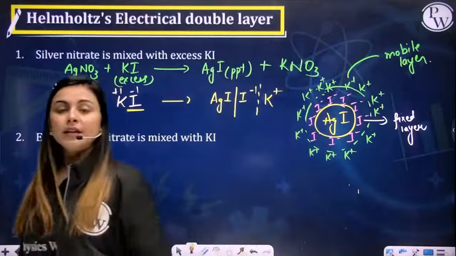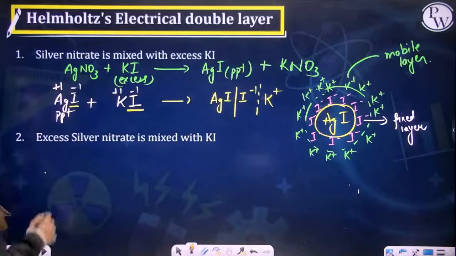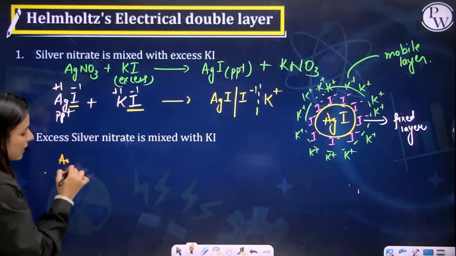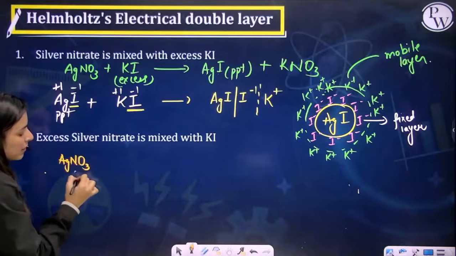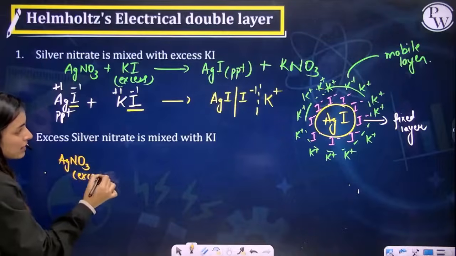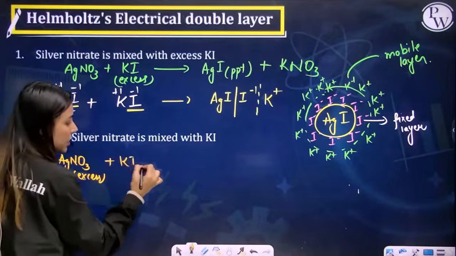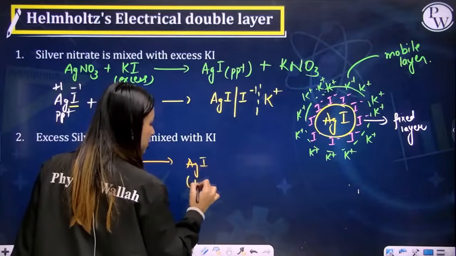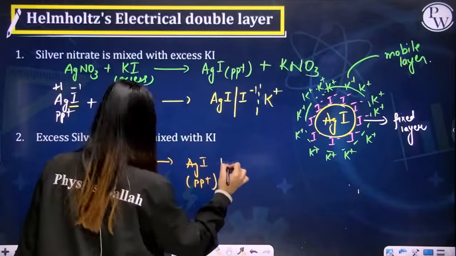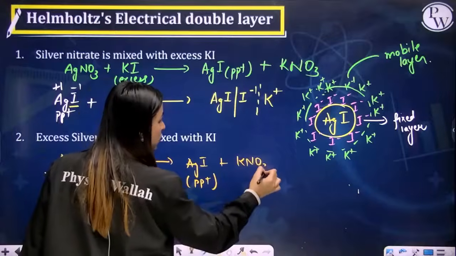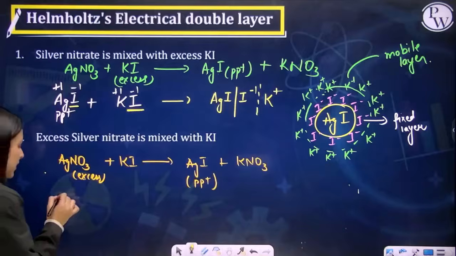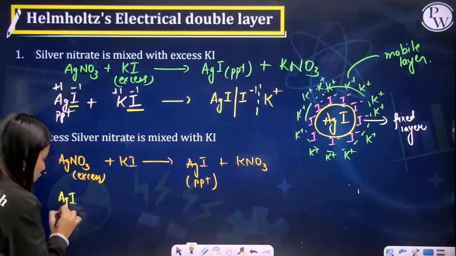I hope you've written it. Now let's see. You have excess of silver nitrate, so you have AgNO3 in excess. This time I have AgNO3 in excess and I react it with KI. So what will I get? I will get AgI as PPT, I know this, and I'll get KNO3. So now this time my PPT is again AgI, which is my PPT.